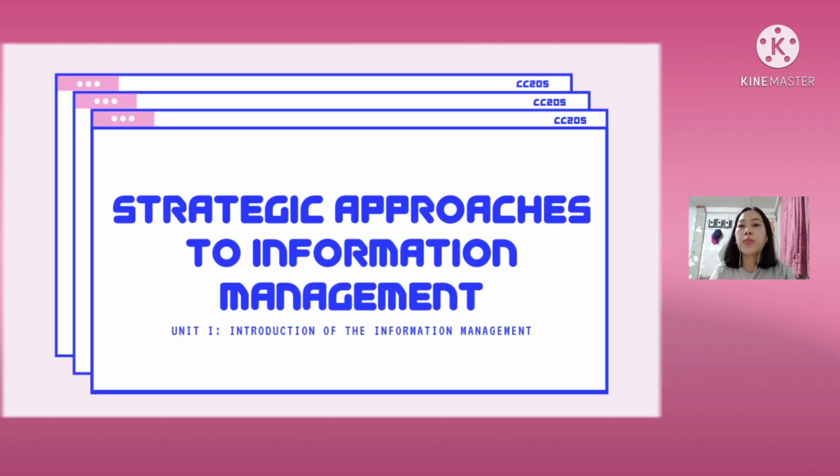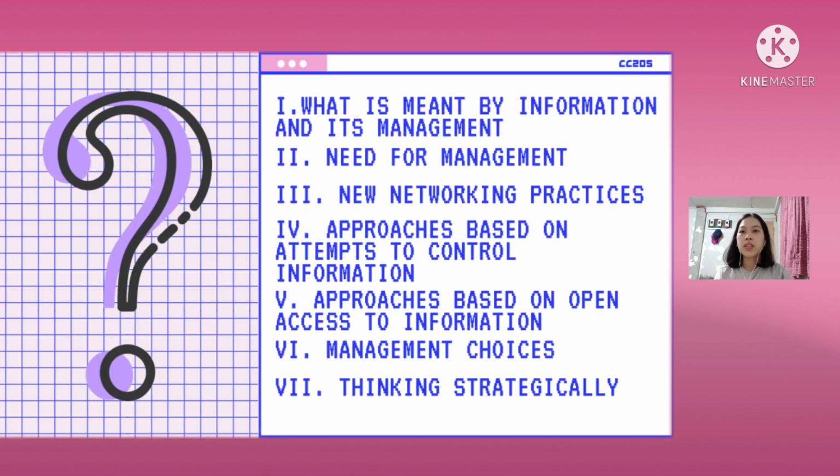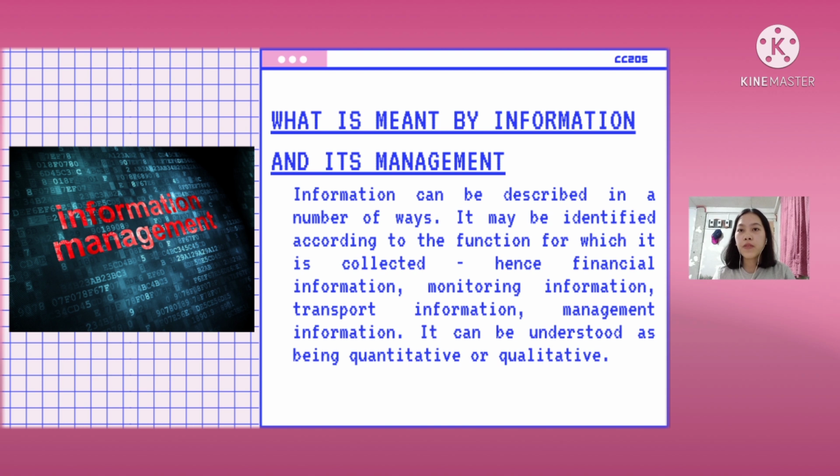Strategic approaches to information management. What is meant by information and its management? Information can be described in a number of ways. It may be identified according to the function for which it is collected. Hence, financial information, monitoring information, transport information, and management information. It can be understood as being quantitative or qualitative.